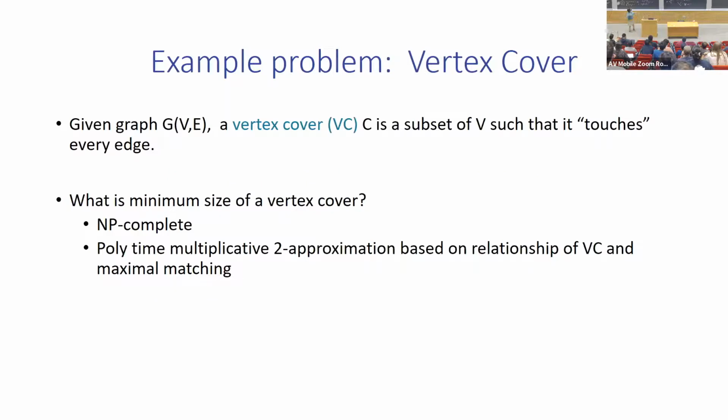So let's take a specific example: vertex cover. We all remember what vertex cover is, but if not, it's a subset of V that touches every edge. It's NP hard. You can get a 2 approximation of vertex cover based on the relation between vertex cover and maximal matching, and we're going to do it that way later. Okay, but this is an example problem.